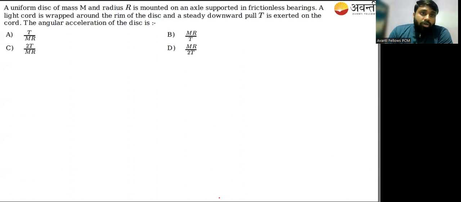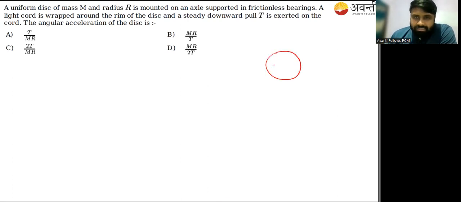This one. A uniform disk, again a disk, of mass capital M and radius capital R, is mounted on an axle supported in frictionless bearing. A light cord is wrapped around the rim of the disk and a steady downward pull T is exerted on the cord. Now the angular acceleration of the disk is?